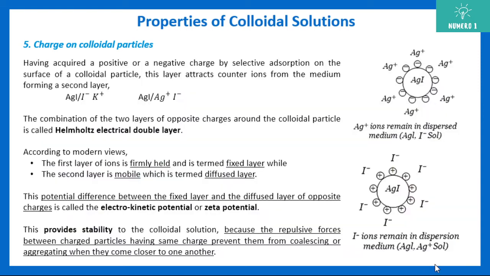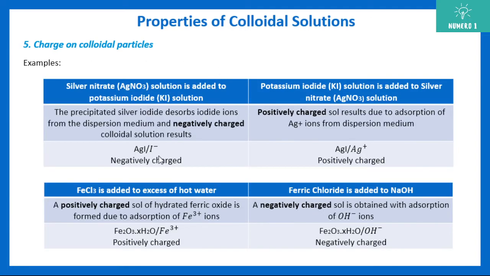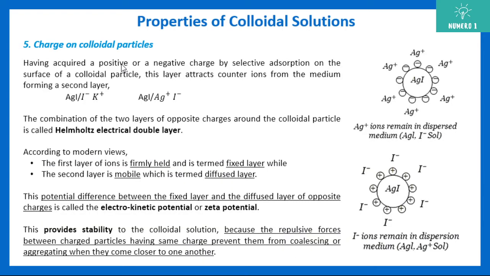So the particles have acquired a positive or a negative charge by selective adsorption, which is what we have seen. You can see here this was negatively charged, this became positively charged, this negatively charged. Because of different processes, they have acquired some charge. Now, if some charges are acquired, what happens?